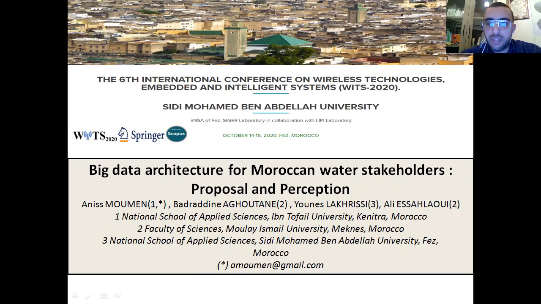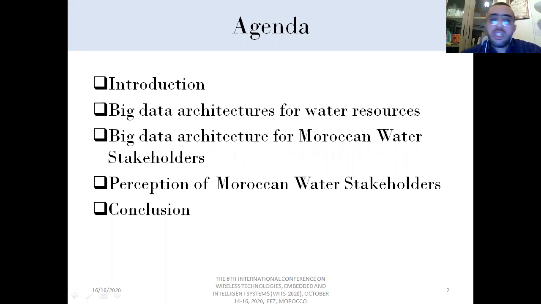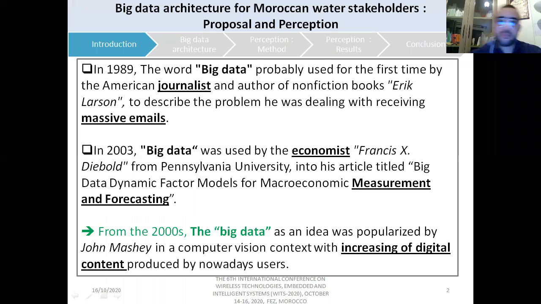My presentation today is about big data architecture for Moroccan water stakeholders, proposal and perception. It will be organized into four sections and the conclusion. First, I will make a brief introduction to big data concept, characteristics, and architecture. Next, I will present the literature review about big data architecture for water resources. And before presenting our empirical study, I will present a big data architecture proposal for Moroccan water stakeholders.